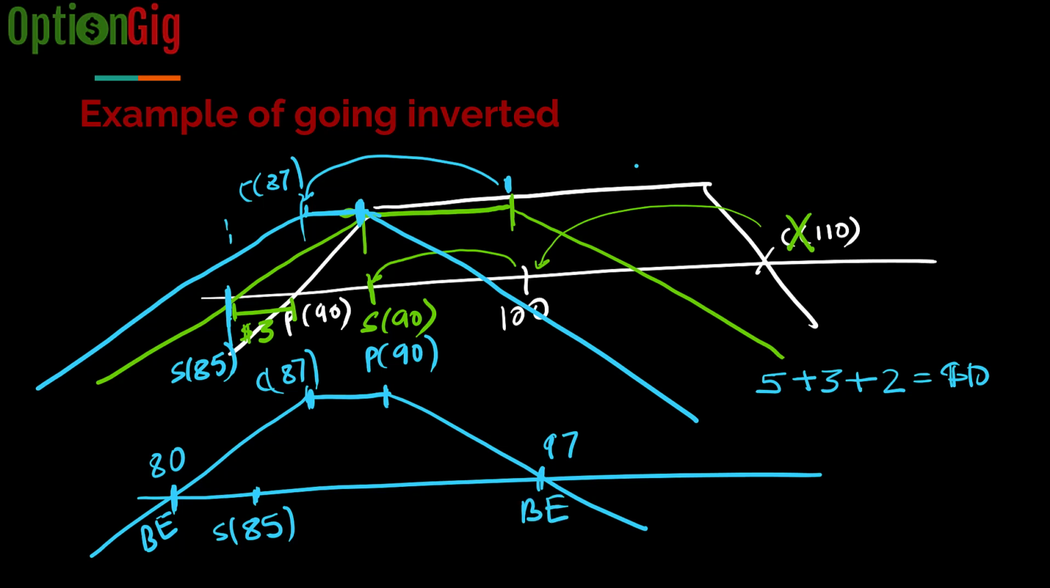Now this $3 is your width of inversion. Anytime you have to close this trade, it will trade for a minimum of $3. The best scenario for you in this case would be that the stock cooperates and lands somewhere in between these two.